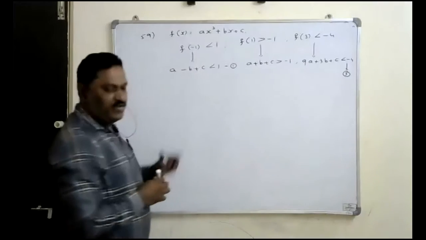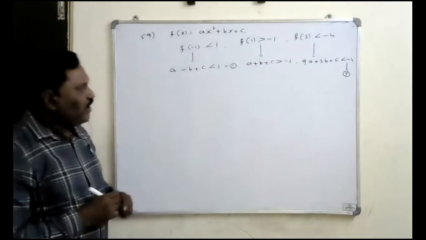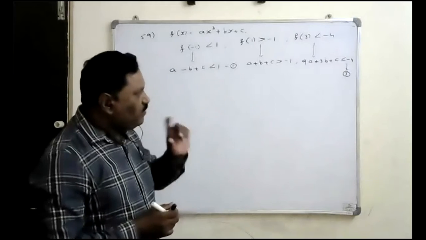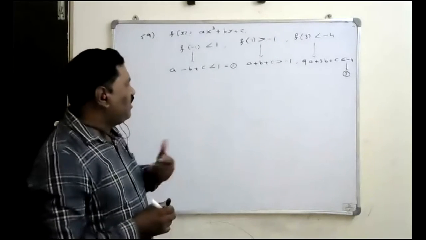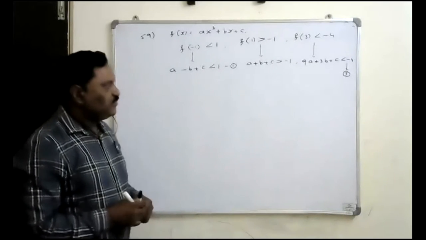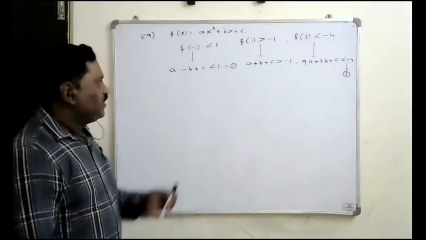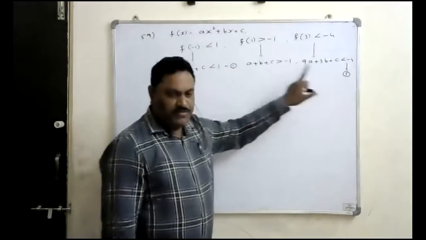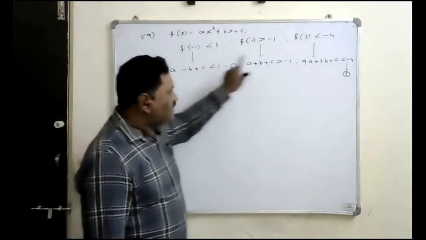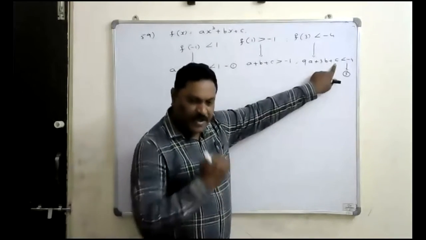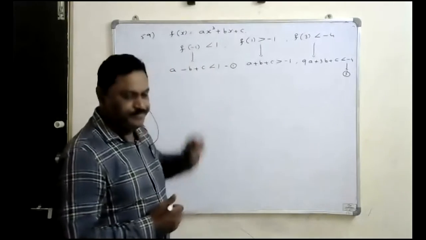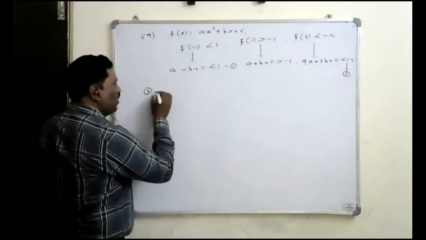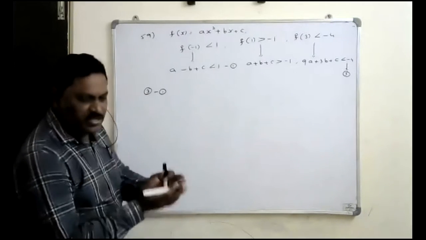Okay. Now from these three inequations, I have to find the a interval. If you want to find the a interval, I should eliminate b and c. How can you eliminate b and c? First look at equation 1 and equation 3. If you observe these two, here plus c is there, here also plus c is there. If I subtract them, that plus c gets cancelled. So I will do equation 3 minus equation 1.